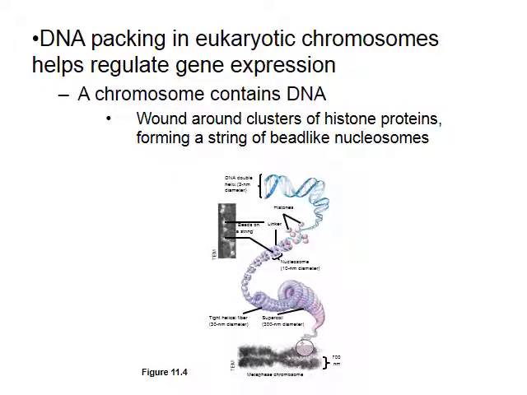So in eukaryotic systems like us, the DNA packing is really what helps regulate gene expression. Your DNA is wound around histone proteins, and it's wound and wound and wound and wound. In fact, if you stretched out the DNA in one cell, it would be like 4 centimeters long. Bigger than the cell, but it's tightly wound, and then as it winds around the histones and folds, it forms these little bead-like structures called nucleosomes.